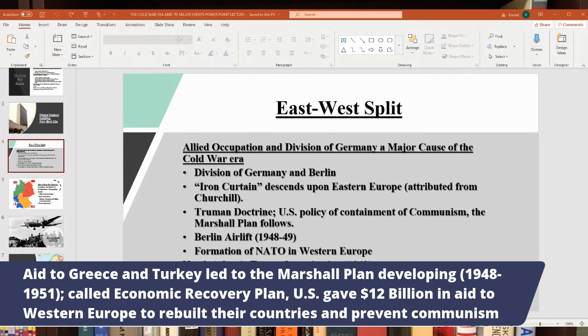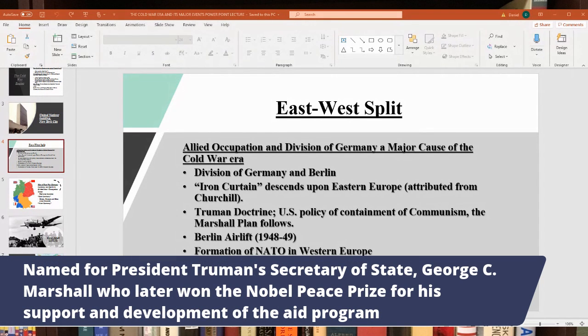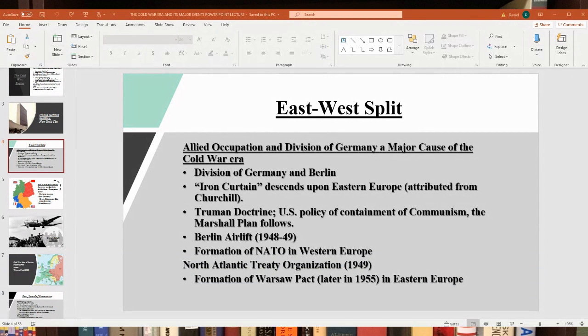And they also developed the Marshall Plan to prevent communism from spreading, because there was a fear that if we didn't help out Western Europe and Central Europe, it would all go communist. So that's pretty much the reason for it. And Marshall was the guy that helped run it and won the Nobel Peace Prize.